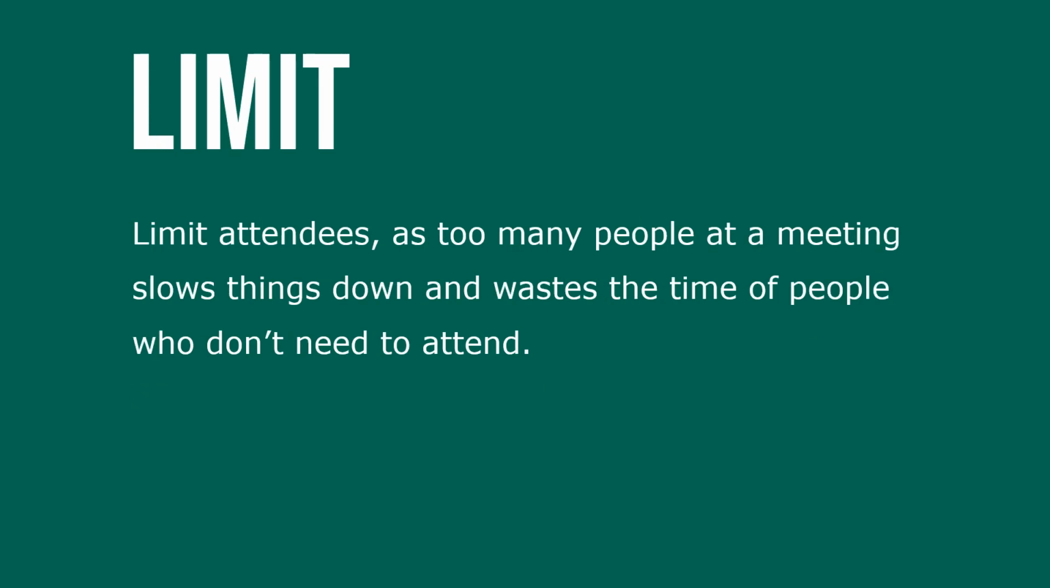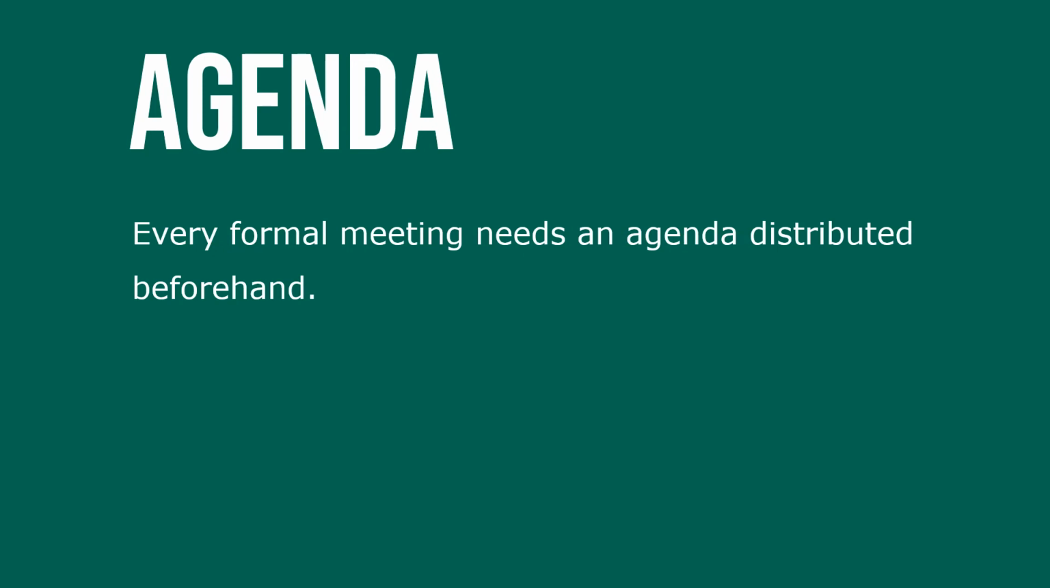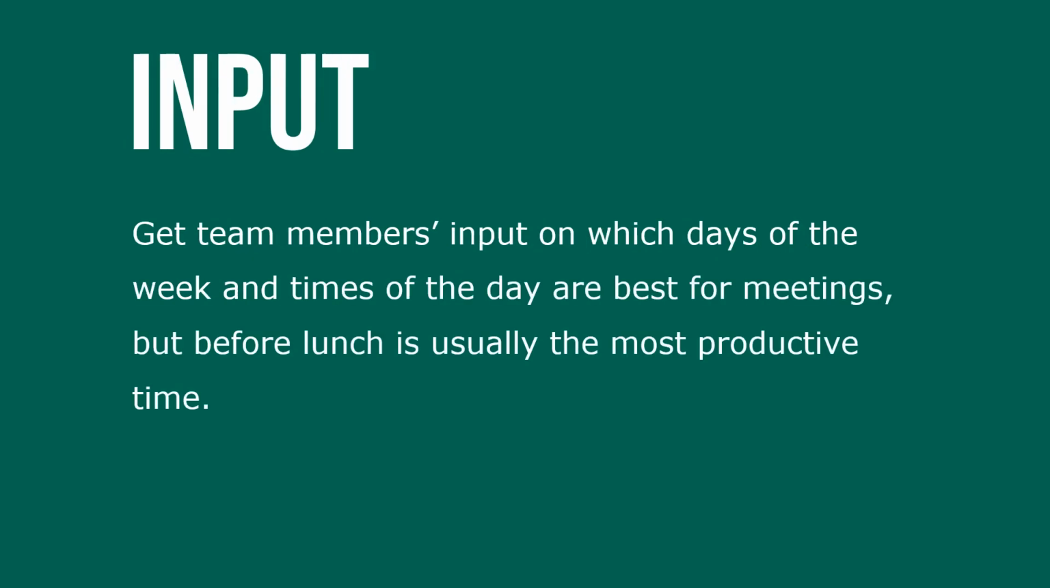Limit attendees. Too many people at a meeting slows things down and wastes the time of people who don't need to attend. Participants should know in advance what's expected of them so they know what they're supposed to do at the meeting. Every formal meeting needs an agenda distributed beforehand. Get team members' input on which days of the week and times of the day are best for meetings, but before lunch is usually the most productive time.